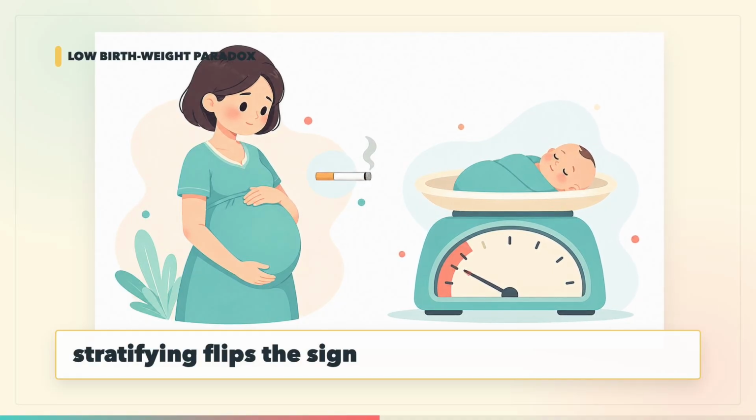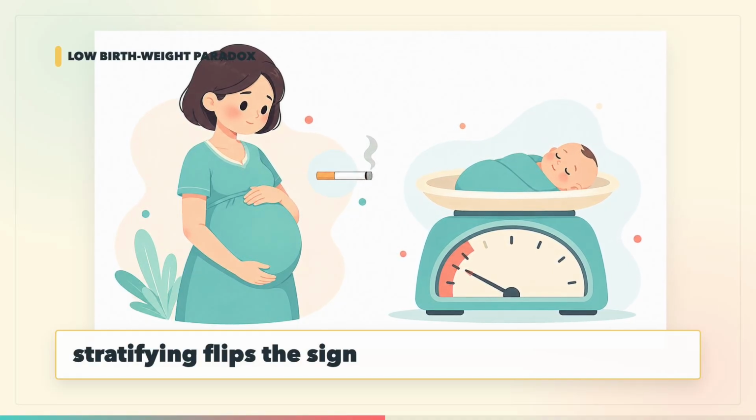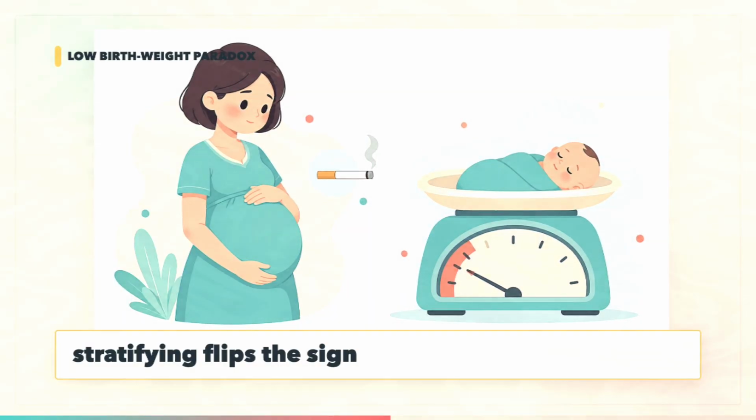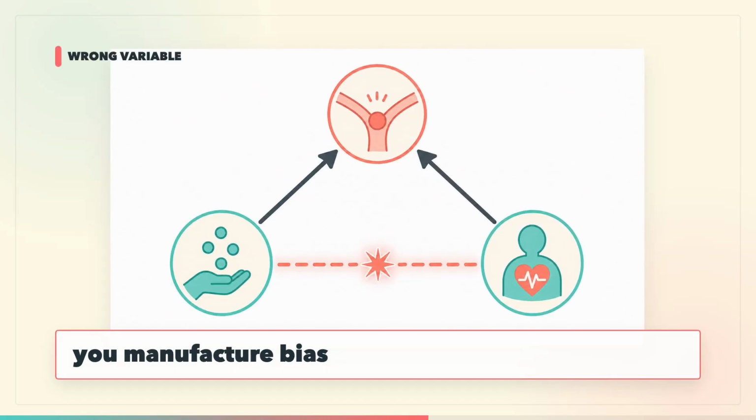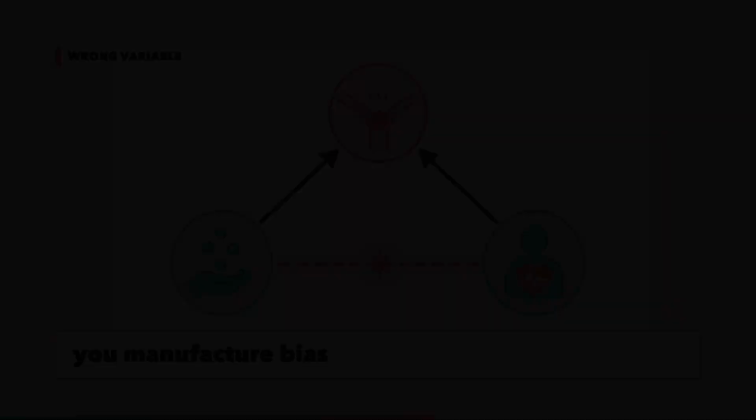Fine, but if you stratify, look only at low birth weight babies. Maternal smoking suddenly looks protective against infant mortality. Like cigarettes are good for premature babies. They're not. Low birth weight is a collider, caused by both maternal smoking and other things that increase mortality. Conditioning on it creates a spurious correlation. Adjust for the wrong variable, and you don't reduce bias, you manufacture it.